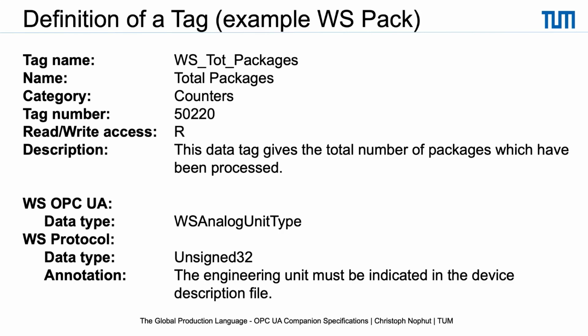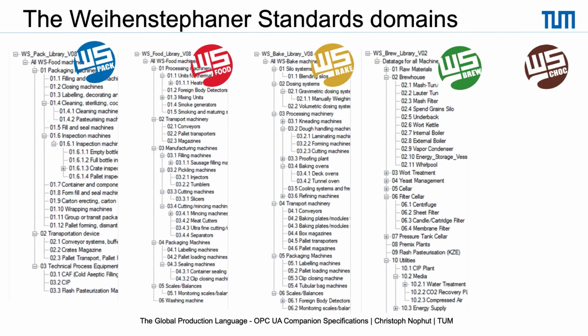In the WS protocol, it's just an unsigned number, and in OPC UA it will be a WS analog unit type. We will take a closer look at this as well in the next slides. The Weihenstephan standards cover 4 domains at the moment, and in each domain we have a tree describing a lot of different machine classes and categories, and defining for each machine class which data points have to be delivered mandatory or which data points are optional for this machine.